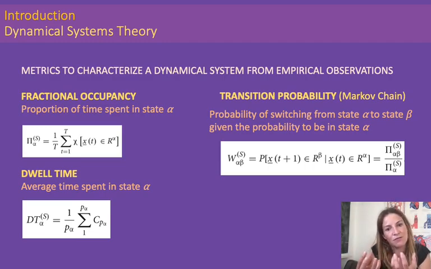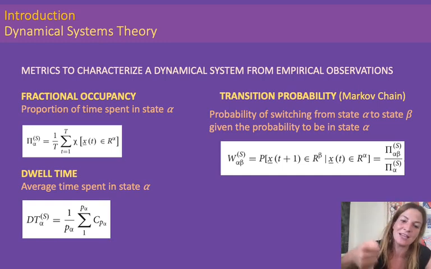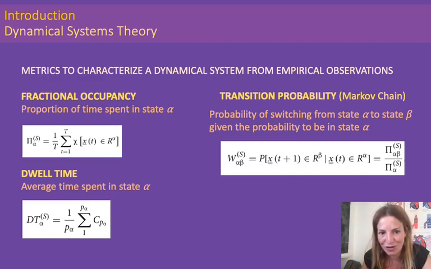This kind of infers the stability of this state, how long you remain in this state as well. This is the dwell time. So once you enter this state, how long do you remain there? Okay, it is related to the fractional occupancy, but each of these metrics captures slightly different things. And then there's also the transition probability. It's also called the Markov chain of a system, which in a way is the probability of switching from one state to another, given the probability of being in a given state.